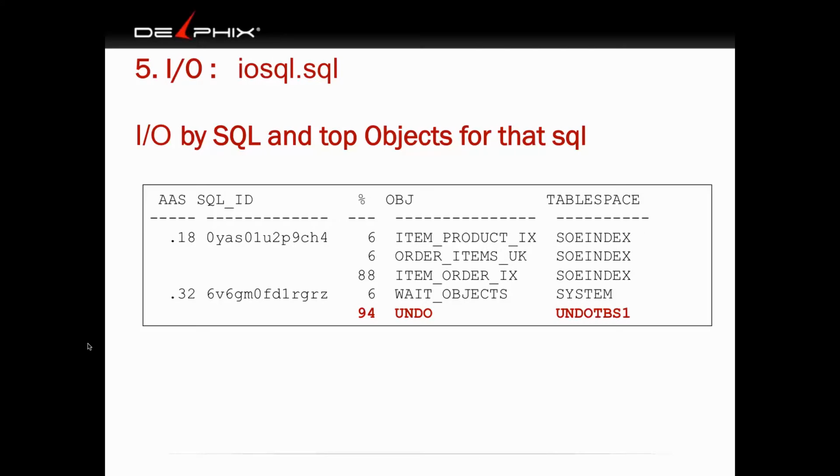Oh, good question. Yeah, so on the second line there's no SQL ID. It's a group by. The first line is the SQL ID, and the others all apply to that first SQL ID.